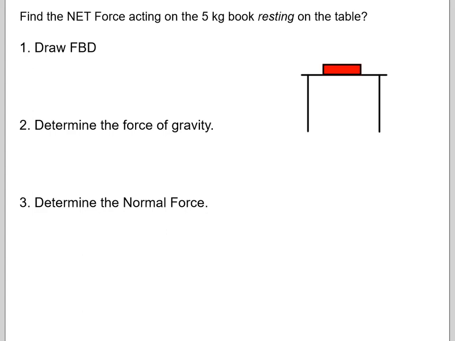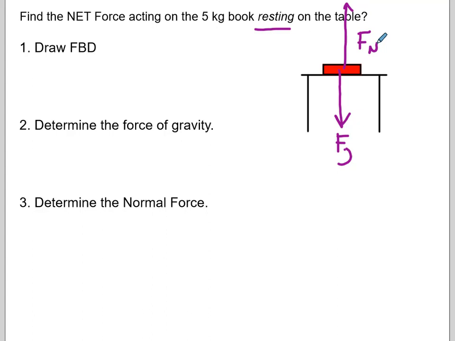Okay, so hopefully you've had a chance to try it. The first thing I want to do, and I want to get into a habit of this, is draw the free body diagram. So there is an Fg pulling down. It's resting, so that means the normal force going up should be the exact same magnitude as Fg.